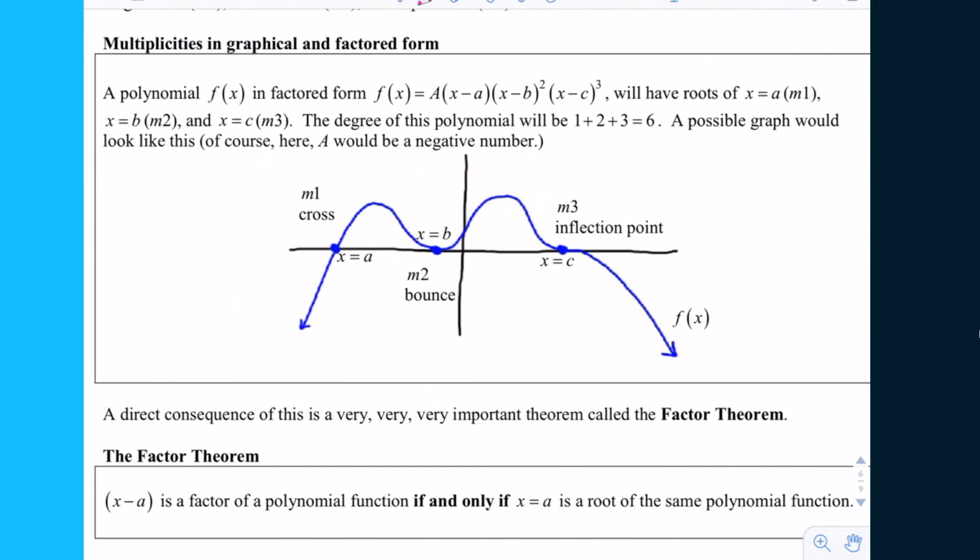Fully factored form, f of x. You can add that to the front. So you have an a in the front. That is the a from our standard transformation form. That's your vertical dilation factor, okay?